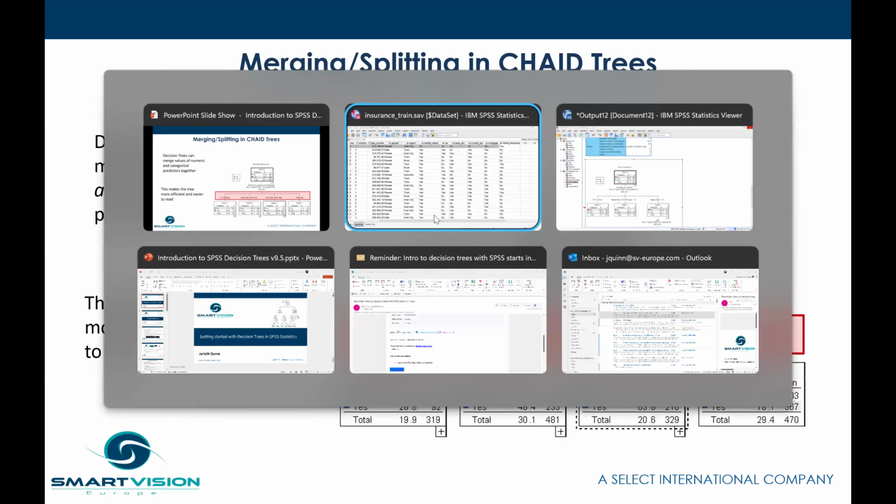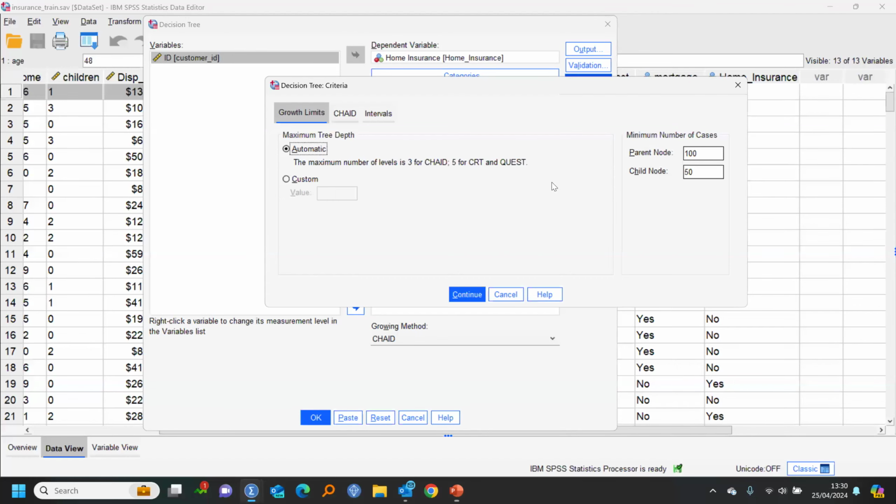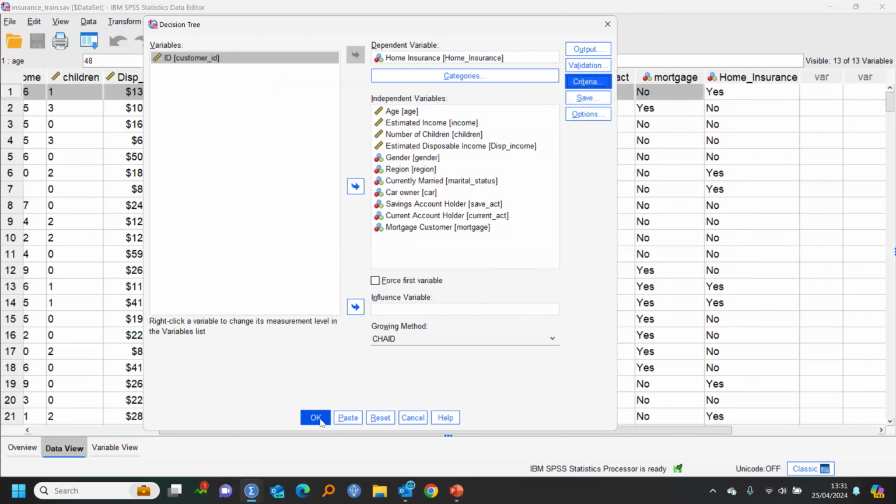It says, do you want to have control over the minimum group sizes before a node is split into a subgroup, and what the smallest child node should be. And obviously with 300 cases, having a default setting of a parent node set at 100 cases, child node set at 50 cases, that's quite conservative. So we can change this. Let's change it to 25 and 15 and see if that makes a difference. Click continue and OK.